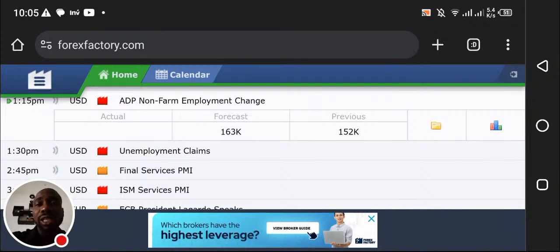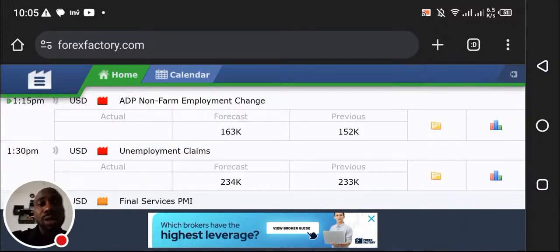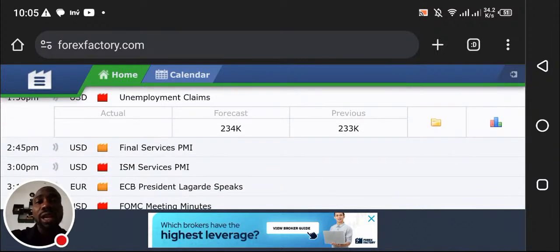Also by 1:30, unemployment claims will be released. If the actual is higher than the forecast, we should go bullish on USD. If the actual is less than the forecast, we would go bearish on USD.